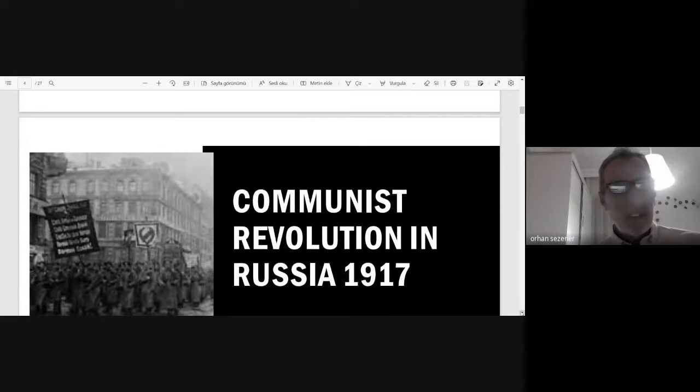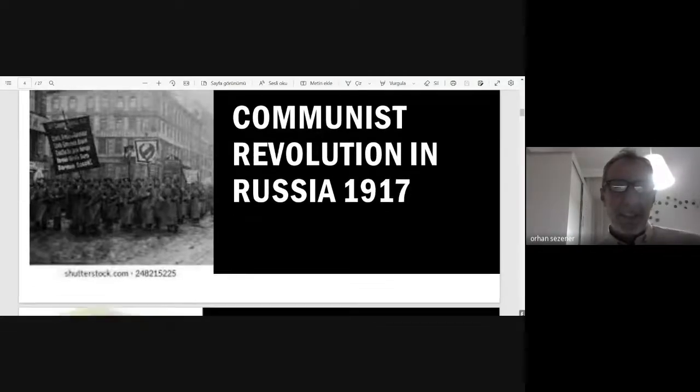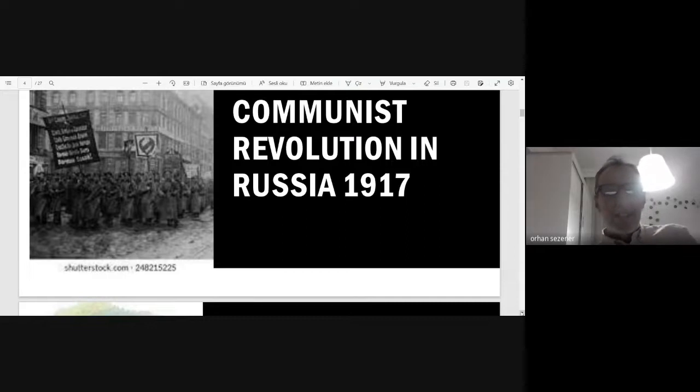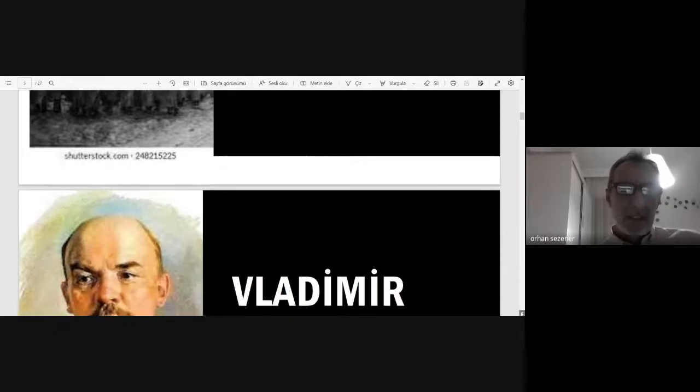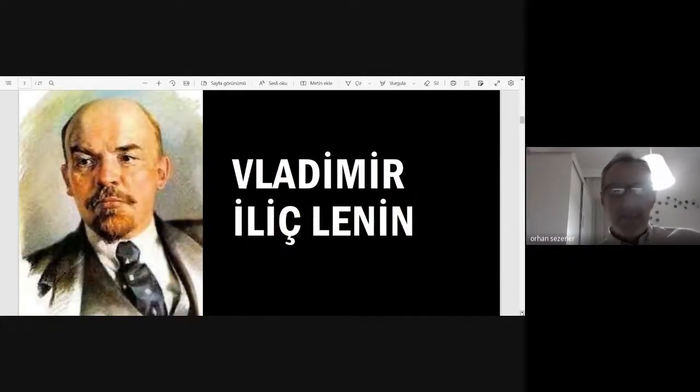And right before, during the First War, remember from 1914 to 1918, towards the end of the First War, an interesting thing happens in the north, in Russia. In 1917, communists come to power in Russia. That's the Communist Revolution. And this is their leader, Vladimir Ilyich Lenin.